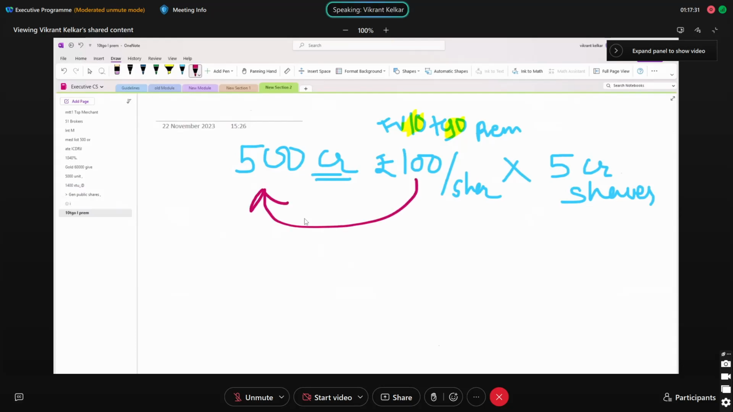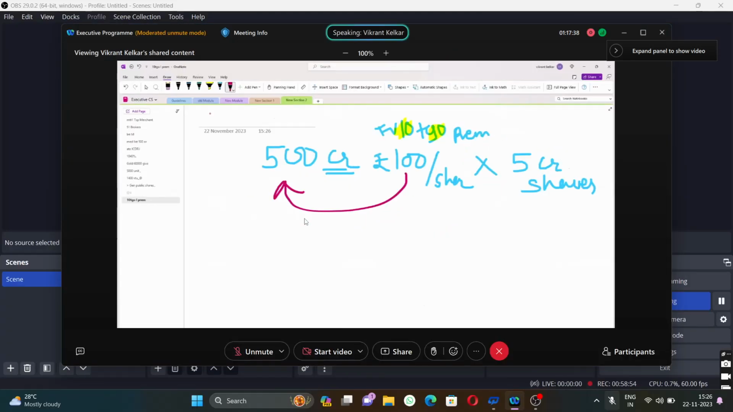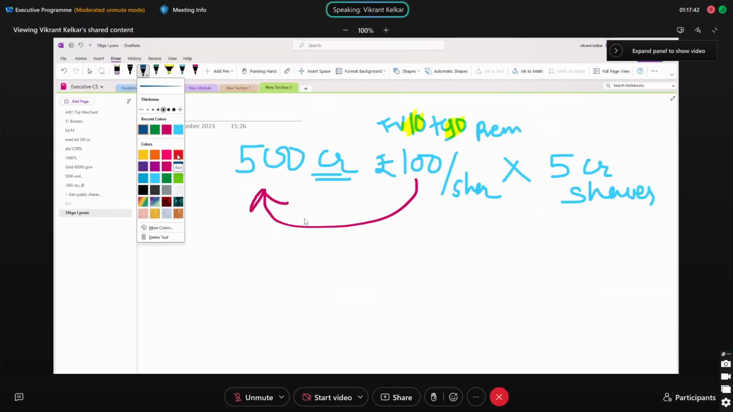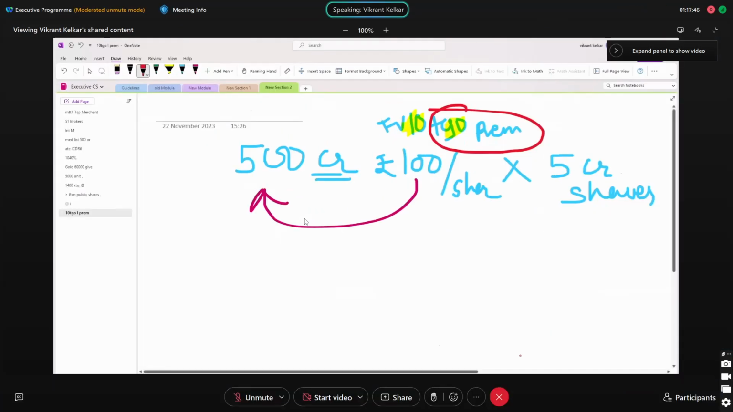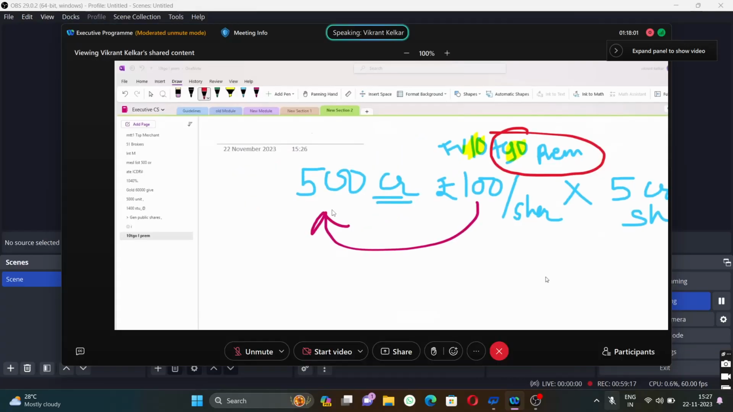Now the point is, who is going to fix this premium of rupees 90? How is this amount determined? That is the actual question. Who determines this 90 premium? Merchant banker. Very good. So the merchant banker, based on his expertise in the market, considering the market sentiment, the discounted cash flows and the dividend expectation of the investor, is going to suggest that you pay 90 rupees.